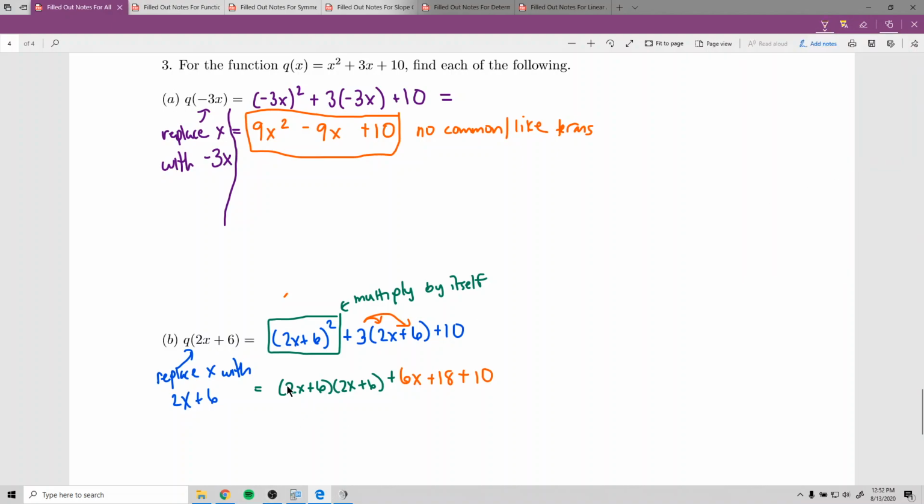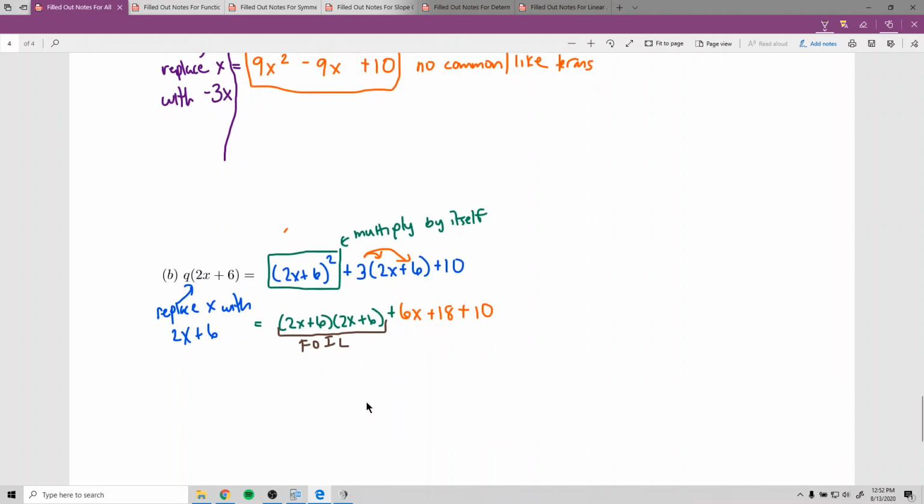Now this is the reason you don't want to square each part at the beginning, is when you have something like this, we need to FOIL it out. All right, so we do the first: 2x times 2x is 4x squared. Then 2x times 6 is 12x. Plus 6 times 2x is also 12x. Plus 6 times 6 is 36. And then bring the rest down. If you want, you can simplify, because you can combine the 18 and 10 to 28.